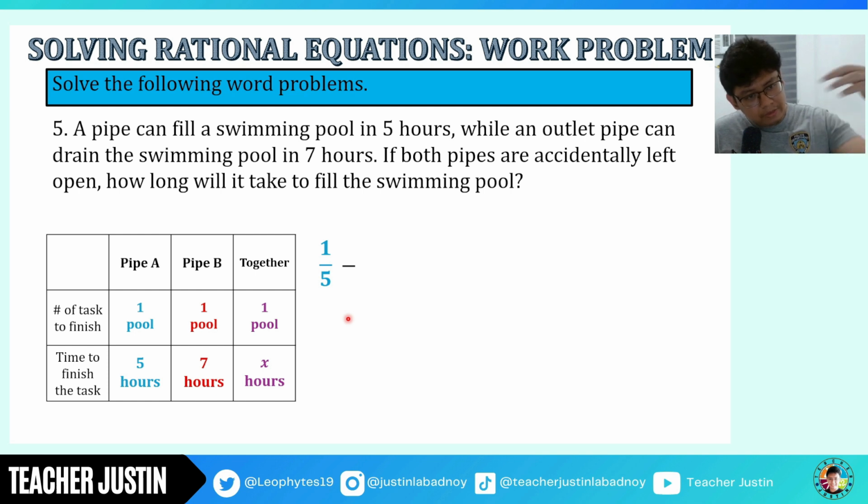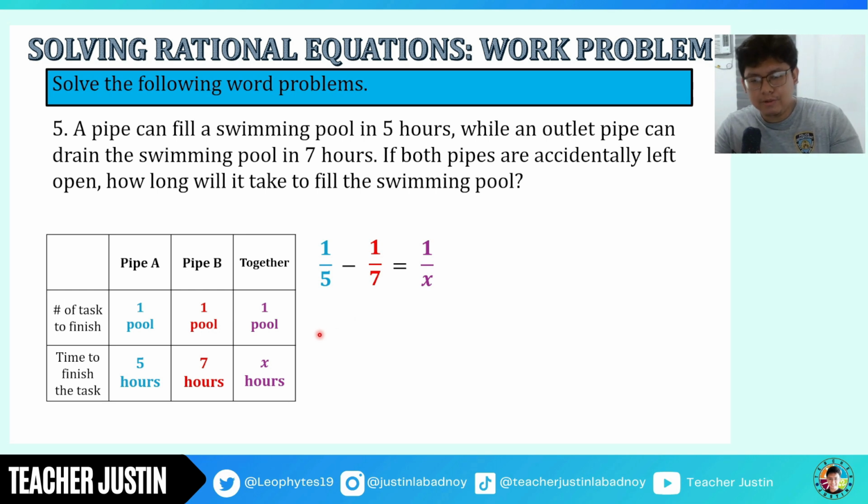Okay, kasi magkaiba sila ng rules. Si pipe A, nagdadagdag ng water. Si pipe B, naglalabas ng water. So, we will have subtraction. They're working opposite tasks. So, magkaiba yung task. Therefore, the operation is subtraction. So, pipe B is not helping pipe A. And pipe A is not helping pipe B. Something like that. Okay, so si pipe B, meron siyang ratio na 1/7. Tapos, it is equal to, when they work together, when they are accidentally left open, it has a ratio of 1/x.